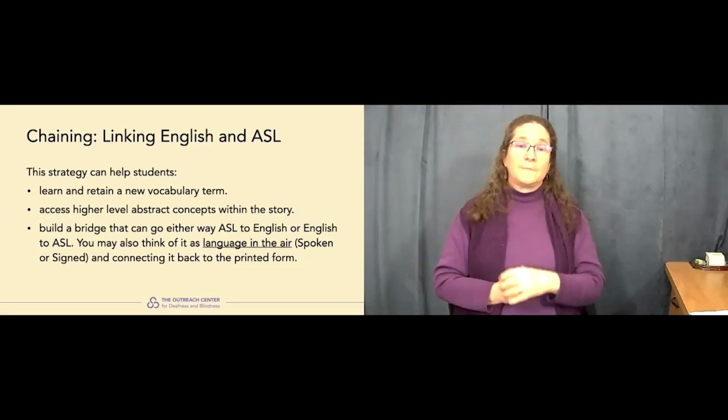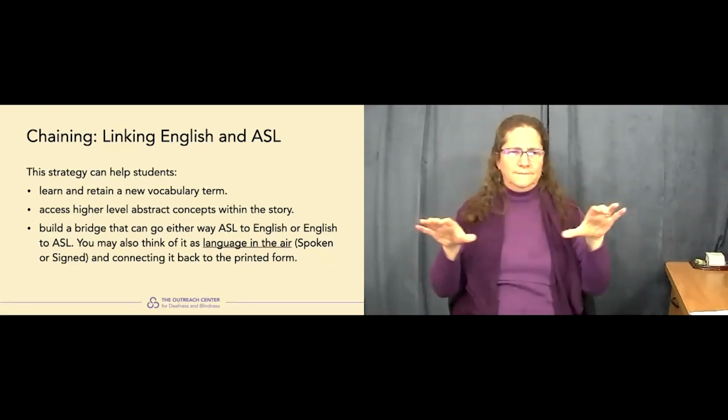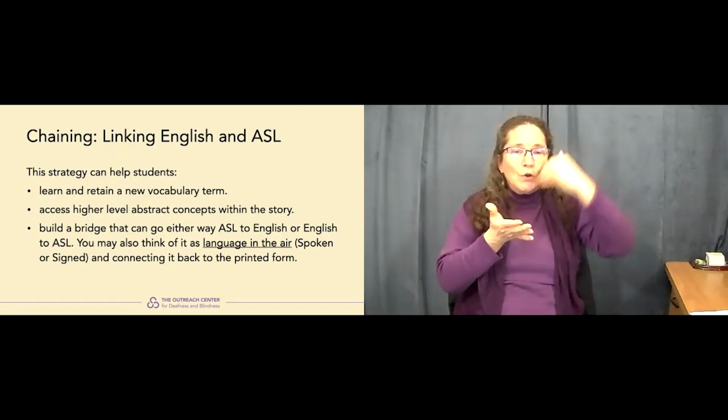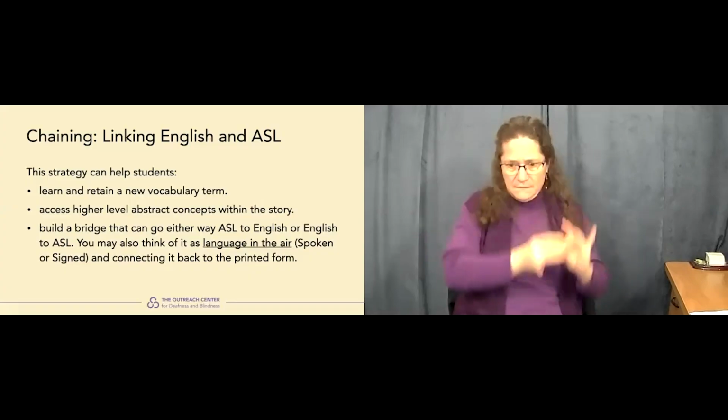Chaining, linking English and ASL. This is a strategy that can help students learn and retain new vocabulary terms, as I mentioned about the pineapple. I could sign pineapple. I may be a student that's using an interpreter in the classroom whose family is not a native signer. American Sign Language is not native to that household. So when they're in that classroom, this is the first time they're seeing the sign for pineapple, or the interpreter uses a different regional sign for pineapple because it's an unusual word to sign. Then you're now connecting it back to the printed form. So you're coming full circle with all the languages and literacy skills.